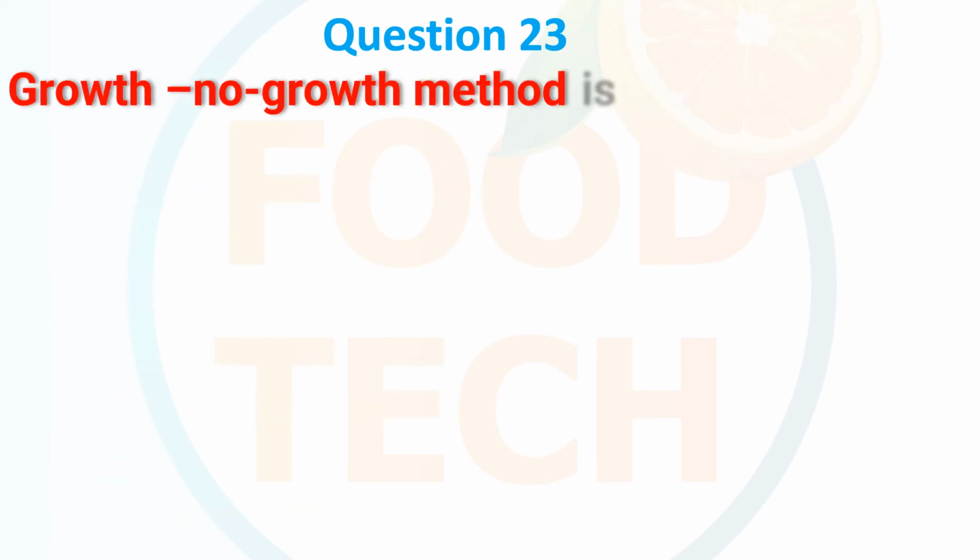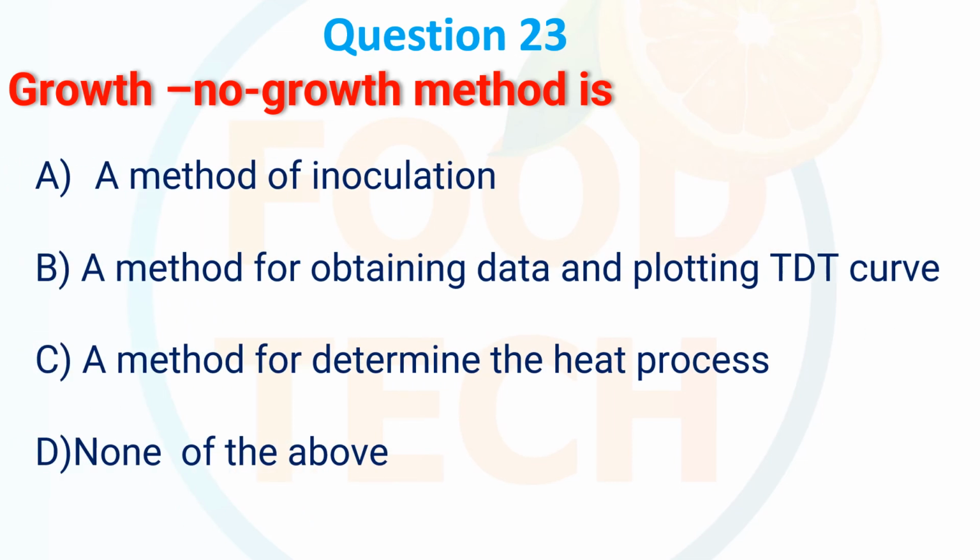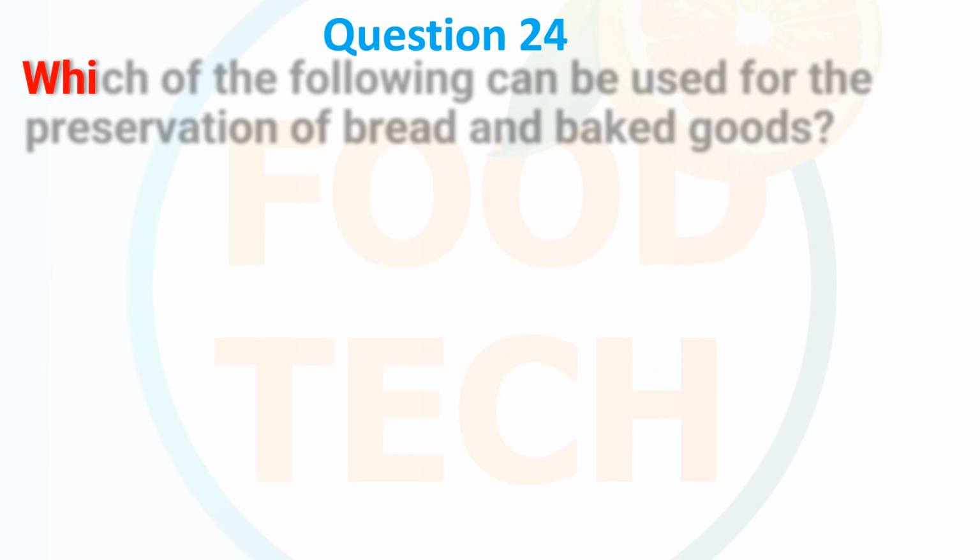Growth no growth method is A. A method of inoculation. B. A method for obtaining data and plotting TDT curve. C. A method for determining the heat process. D. None of the above. The answer is B. A method for obtaining data and plotting TDT curve.